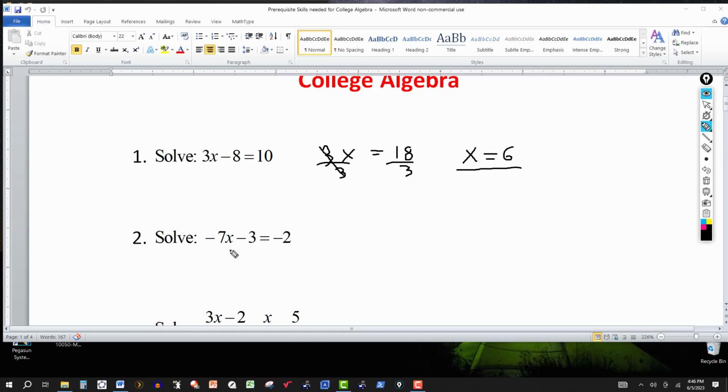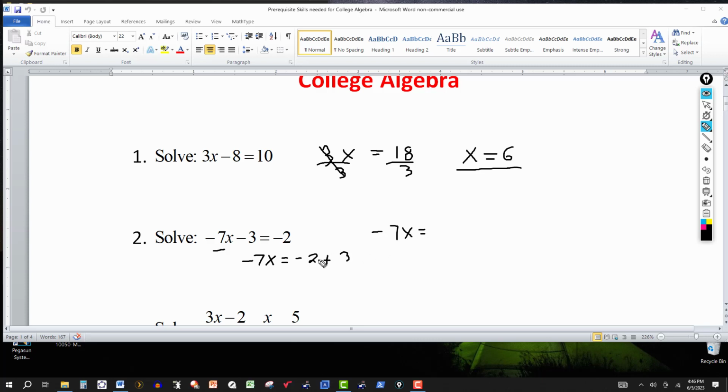The next one, again, is a linear equation. We want to isolate the term with the x. Sometimes you'll have x's on both sides, so you have to collect those together. So this one, again, I'm going to take the minus 3 over. I can add negative 3 to both sides, or I can just bring the minus 3 over and it changes the sign. So this gives me a minus 2 plus the 3. And then it leaves me with a negative 7x on the left side.